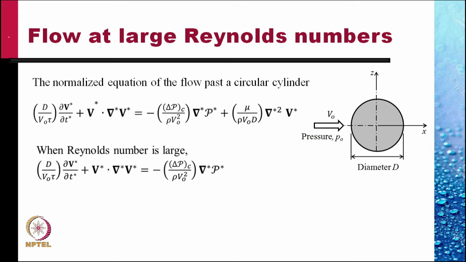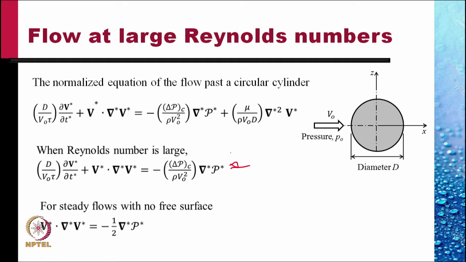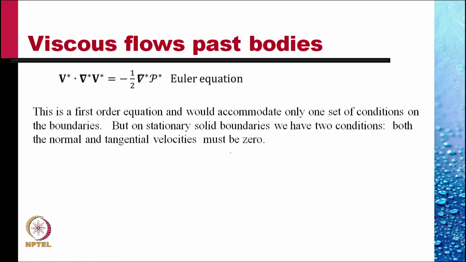With this, this is the form of the governing equation. In this, we have combined the gravity and the pressure terms to deal with a non-gravitational pressure. For steady flow with no free surface, the equation reduces to V star dot del star V star is equal to 1 half delta star P star, where delta Pc, the characteristic pressure difference, has been taken as 1 half rho V naught square. This equation is known as the Euler equation.